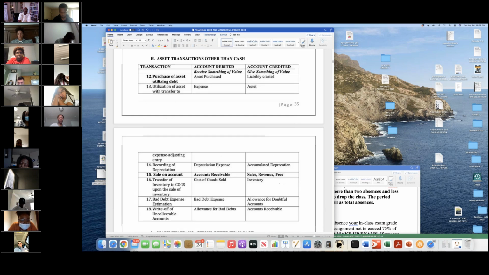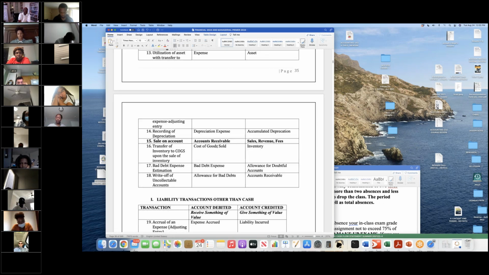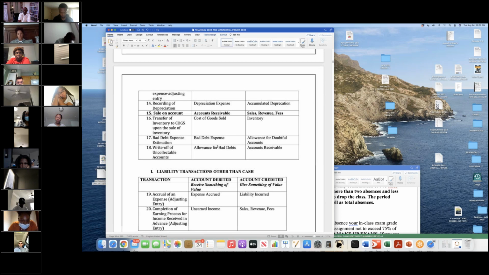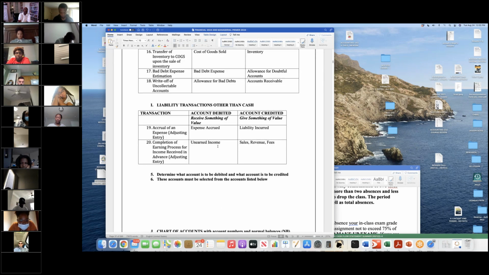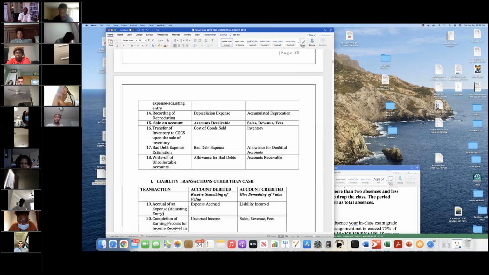And then in 15, you made a sale on account. That is, you did the work and someone owes you money. So you did the work, you earned the revenue, but you didn't get the cash right away. So we're going to look at an example of each one of these transactions. There's 20 of them, but you only got about 8 of them that we're working with now.